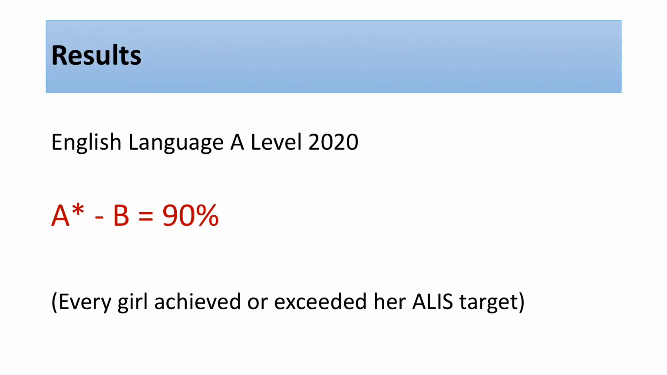Our results similarly have been really, really impressive over the last year, and indeed over the past several years. Last year we achieved 90% A star to B, and every single student over the past 5 years has either achieved or exceeded their ALIS predictions.